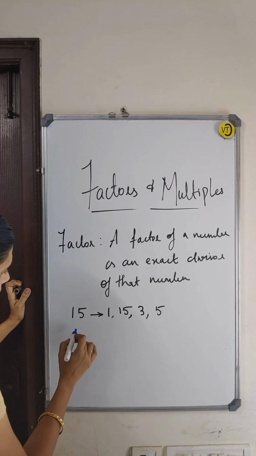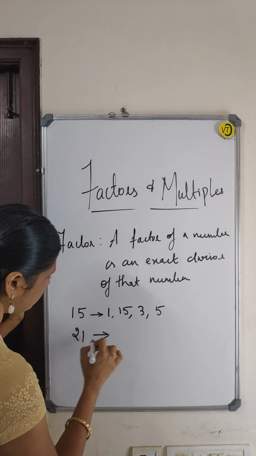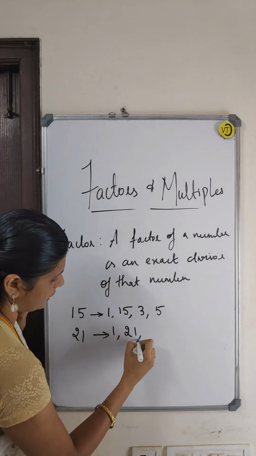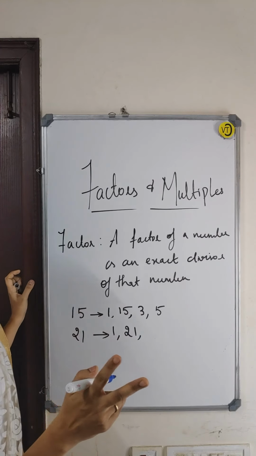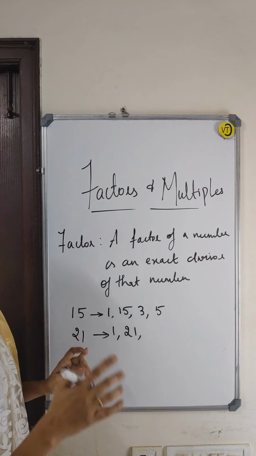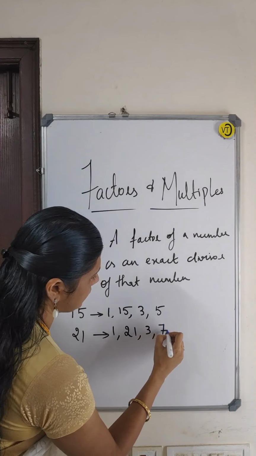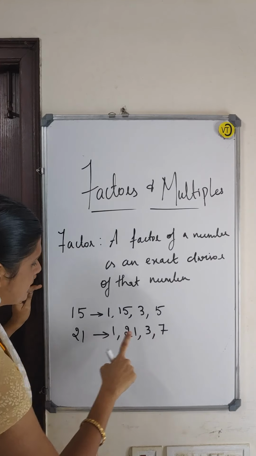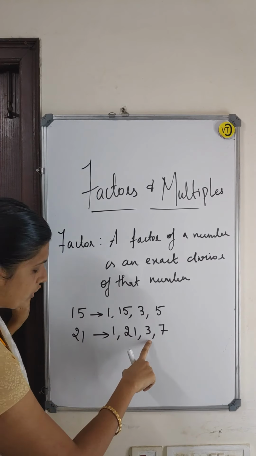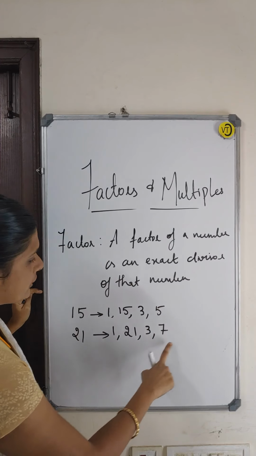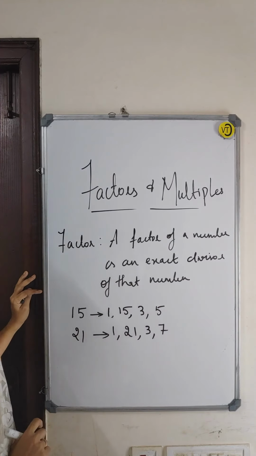One more number I will take. 21. So 1 and 21. The 2 table will not come. In the 2 table you check, will 21 come? No, it will not come. 3 table, yes. 3, 7, because 3 into 7 is equal to 21. In the 3 table 21 will come, and in the 7 table 21 will also come. So these are all the factors of 21.